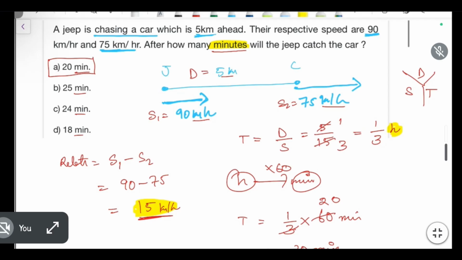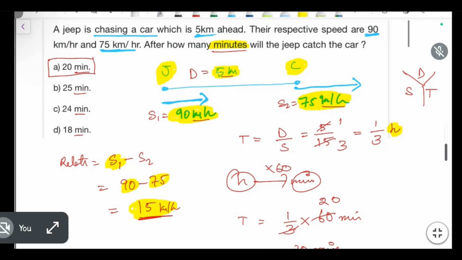I'll just repeat again for the last time, okay? Here in this question, the distance is given as 5 kilometer. That means the distance between the chip and the car is 5 kilometer, and the speed of the chip is given as 90 kilometer per hour, and the speed of the car is given as 75 kilometer per hour. Always remember, if it's a question of chasing one another, the one who is behind should have the higher speed to catch up with the front one. So in this case, speed 1 is 90 minus 75, and we are getting relative speed as 15.